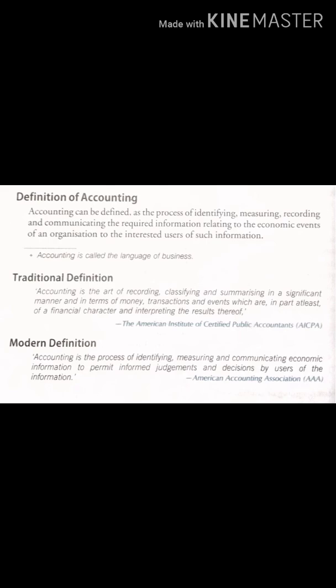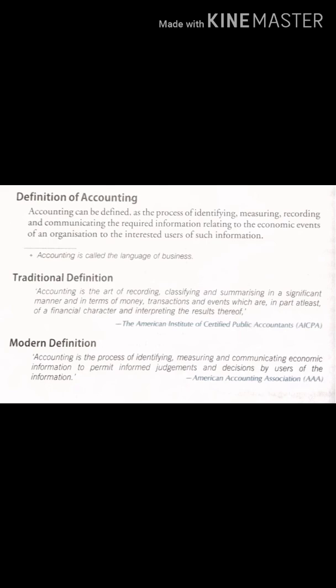To understand, I have given the traditional definition also, and the modern definition also. I will read out the traditional definition, but we are connected to the modern definition. Accounting is the art of recording, classifying, and summarizing in a significant manner and in terms of money, transactions and events which are at least of a financial character and interpreting the results thereof. This definition is given by the American Institute of Certified Public Accountants.